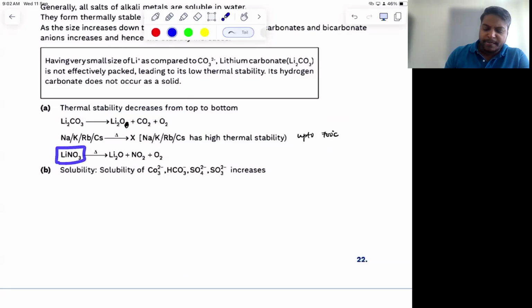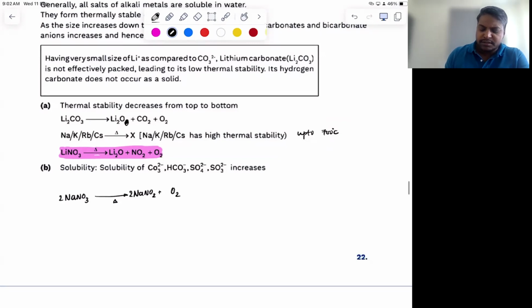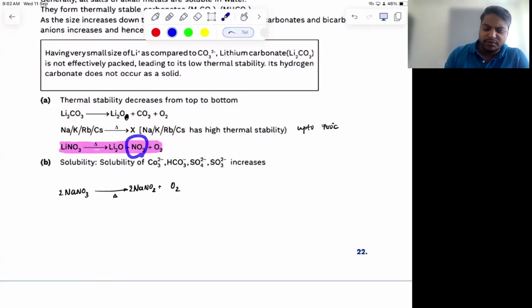Next, lithium nitrate. That on heating will give you Li2O, NO2, and O2. Please learn to balance this reaction also. I gave you in the notes as well. It is in the NCERT as well. So please learn that this reaction is important. While if you notice the sodium nitrate or all other metals on heating, they will give you NaNO2 plus O2. So if we take 2 moles of this, 2 moles of this plus O2. So they do not directly give NO2. They will first give you O2 on heating.